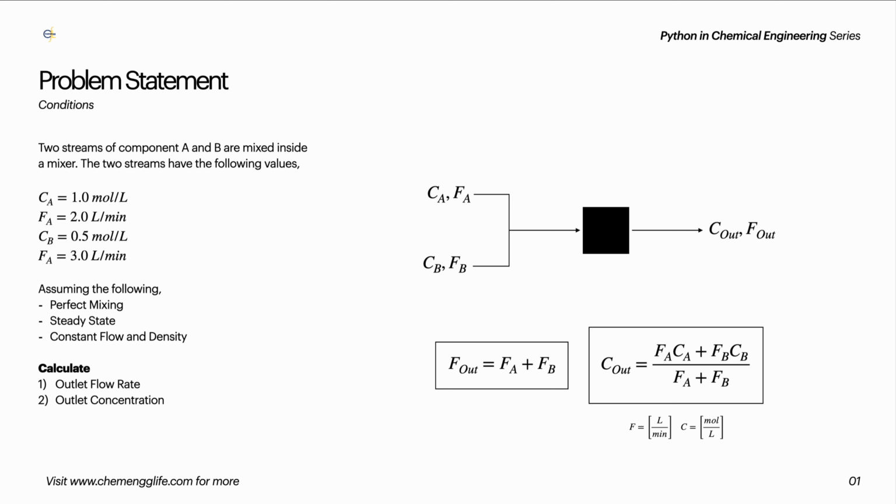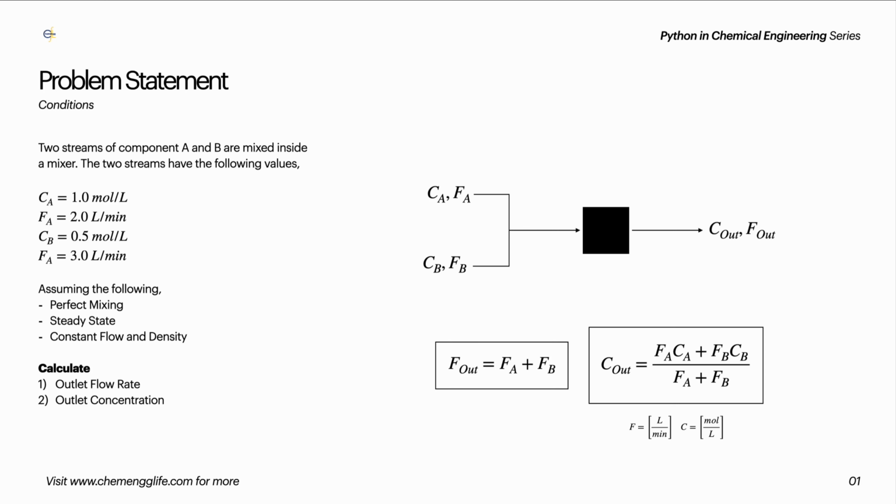In this video, we are gonna calculate the material balance for a mixing tank using Python. If you are a chemical engineer, you obviously have seen this problem many times before, that you have two different streams coming in and they mix in one mixer, and then you have one stream that is coming out from the other end. So we have the following values which we are going to run in Python, and we are going to assume a perfect mixing, steady state conditions, and constant flow and density. And we have done so to make the problem as simple as possible.